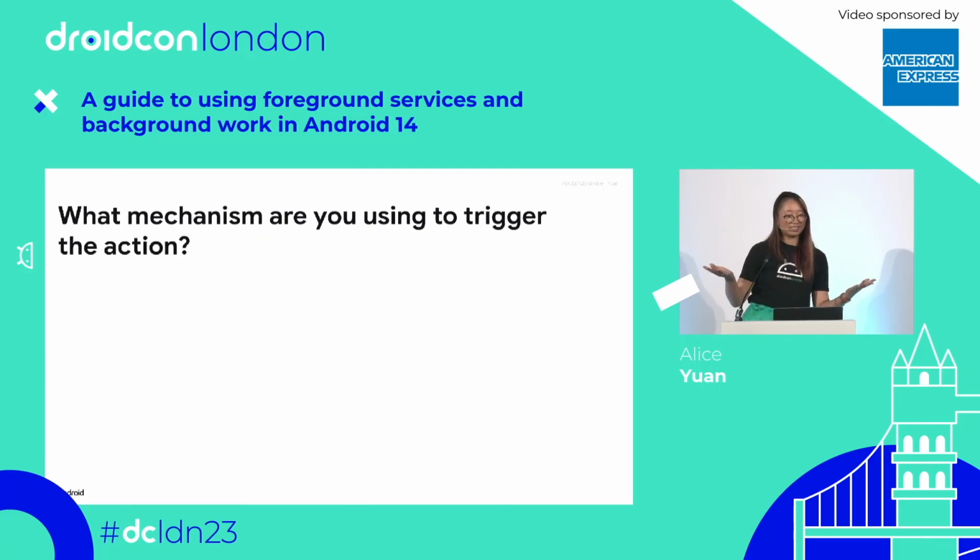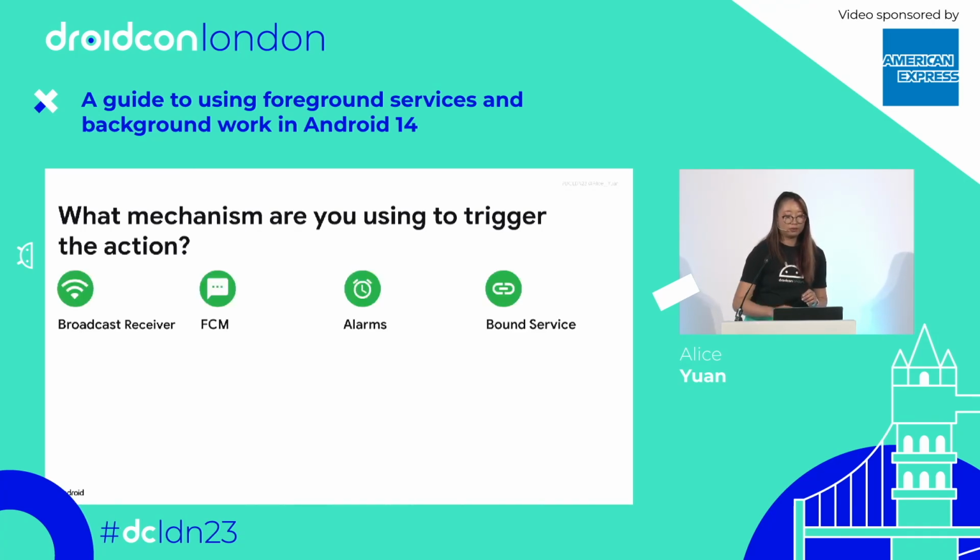So in the cases where this information isn't apparent, or maybe you're not using a dedicated API, consider this second tip. What is the action, or what is the mechanism that you're trying to use to trigger the action? If you're starting the work from the background, you likely have one of these 4 options for triggering some sort of work from the background. You're using a broadcast receiver, you're using Firebase messaging, you're using alarms, or you're using a bound service.